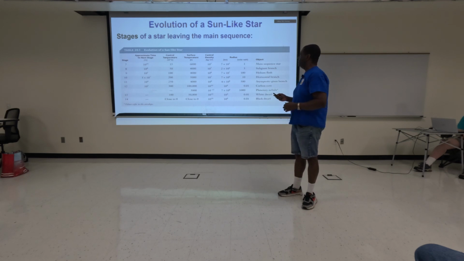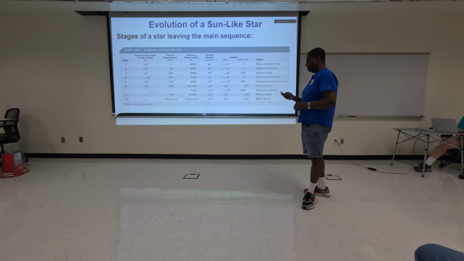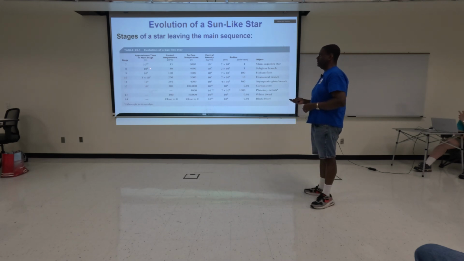Roger. So these are the stages after main sequence. Again, observe how we're on the main sequence 10 billion years. The other stages we're going to talk about are way shorter, exponentially shorter, orders of magnitude shorter than just our main sequence stage. So it goes on to the subgiant branch, helium flash, horizontal branch, asymptotic giant branch, then a planetary nebula, white dwarf, and black dwarf.